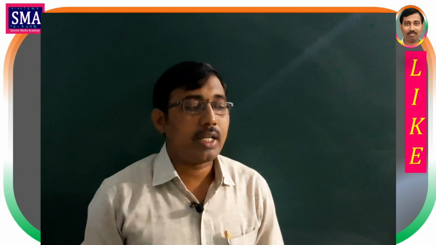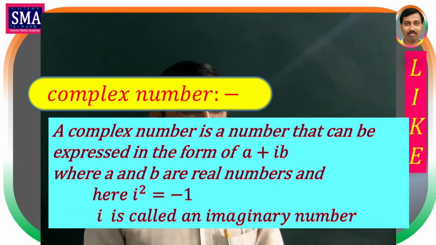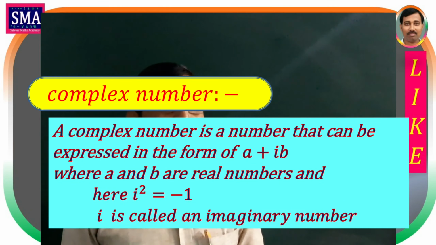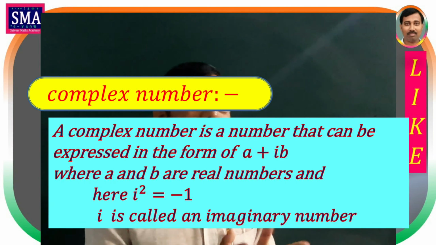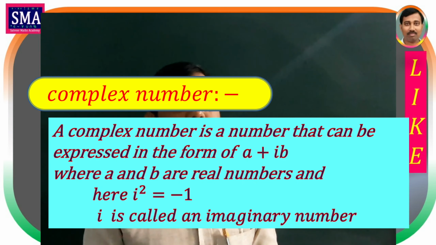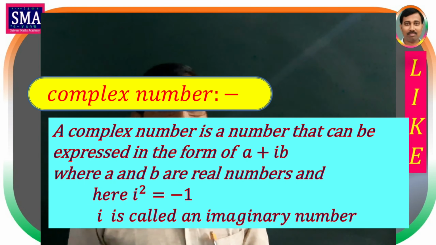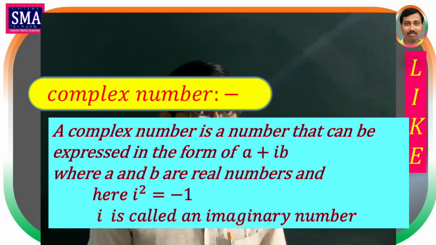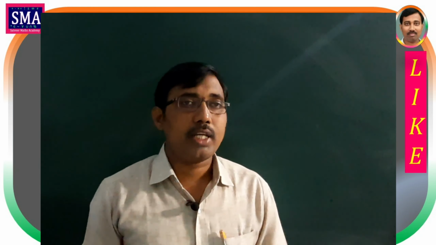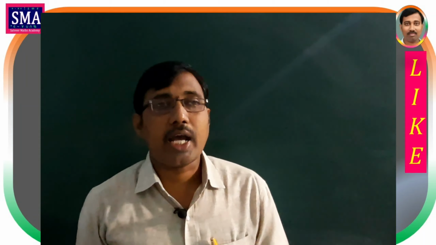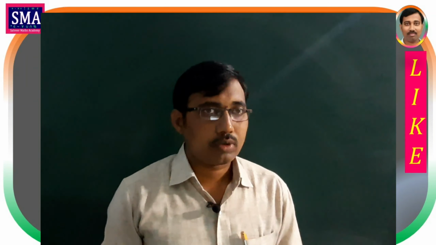A complex number is a number that can be expressed in the form a plus ib. Here a and b are real numbers. i is a solution of the equation i square equal to minus 1, so i is called the imaginary number. A number that can be expressed in the form a plus ib is called a complex number, where a and b are real numbers and i square is equal to minus 1.